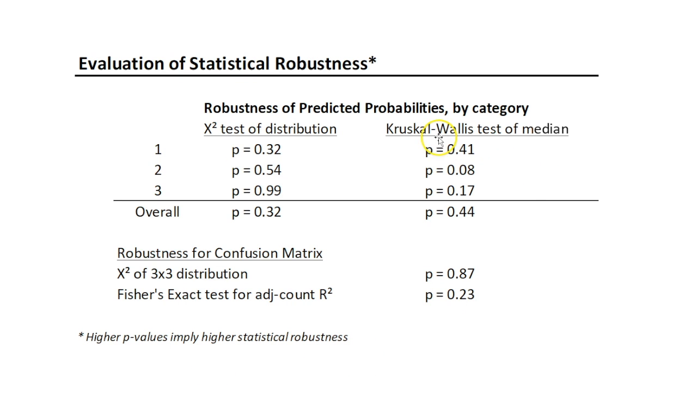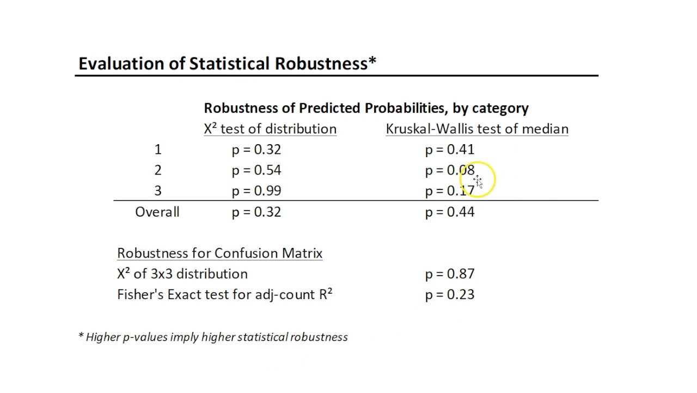So what we notice is that you get p-values for all these tests. We do not want to fail these tests. We do not want to show statistical evidence that the distributions are different. We do not want to show that there's statistical evidence that the medians are different. We also don't want to show any evidence that the distribution of the confusion matrix or the adjusted count R-squareds are different. And so we want these p-values to be essentially as high as possible. So high p-values essentially imply higher statistical robustness.